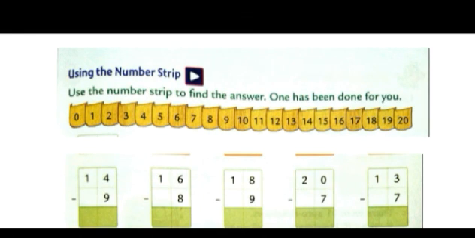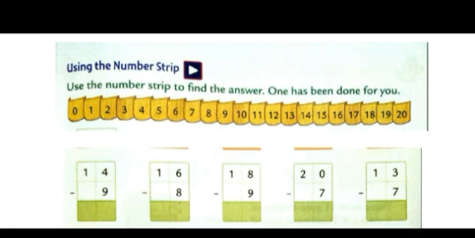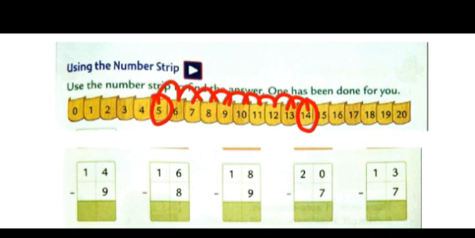Okay, now see the next one. 14 minus 9. So first we will mark 14 on the number strip. And now from 14, we will move back 9 places. 1, 2, 3, 4, 5, 6, 7, 8, 9. So we got 5. That means 5 is the correct answer. 5 is a single digit number, so we will write it under ones column. This is the ones, this is the tens. Okay, 14 minus 9 is 5. Now see the next one.